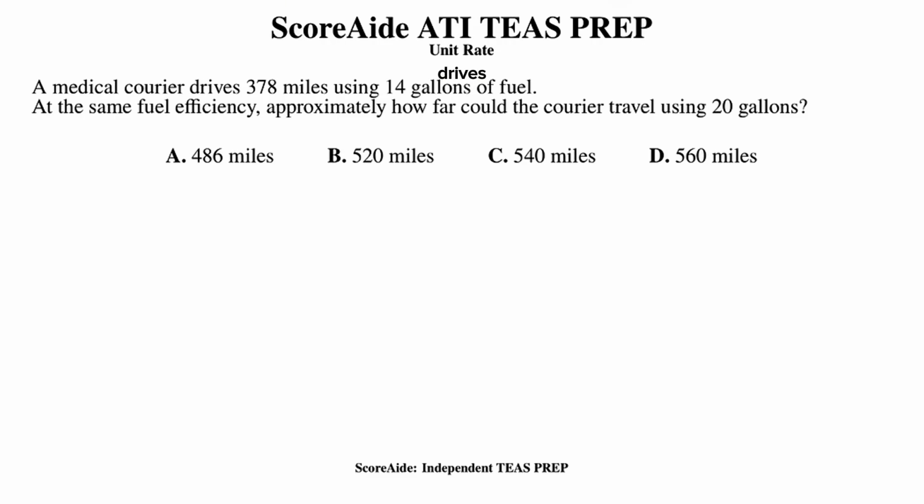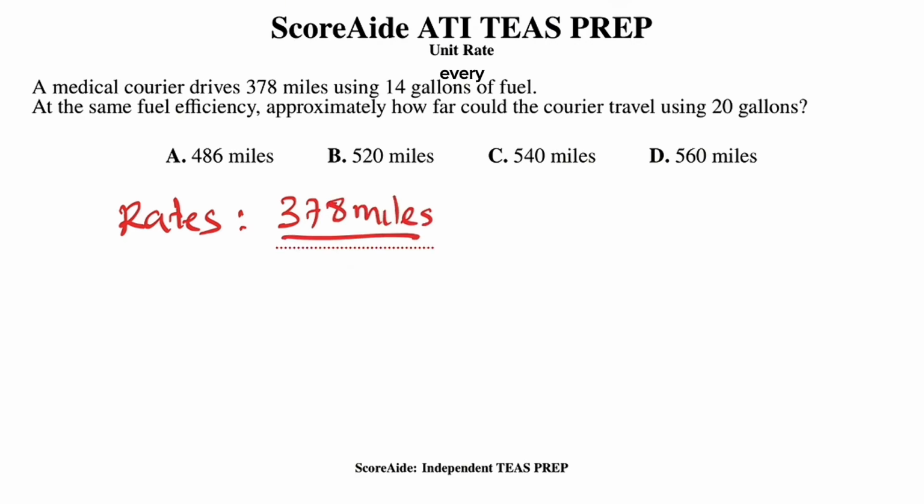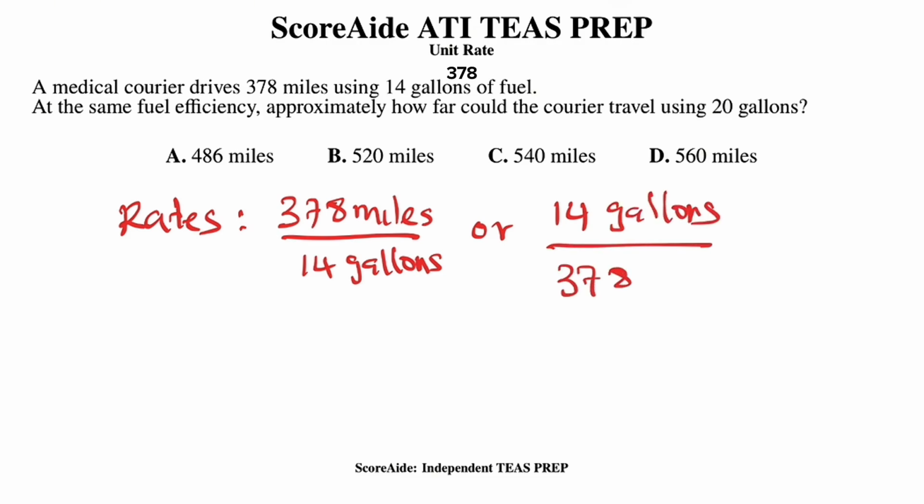A medical courier drives 378 miles using 14 gallons of fuel. At the same fuel efficiency, approximately how far could a courier travel using 20 gallons, right? So now let's look at the rate. We can write this rate in 2 ways. We can write 378 miles for every 14 gallons, or we can write it like this: 14 gallons for every 378 miles of travel, right?